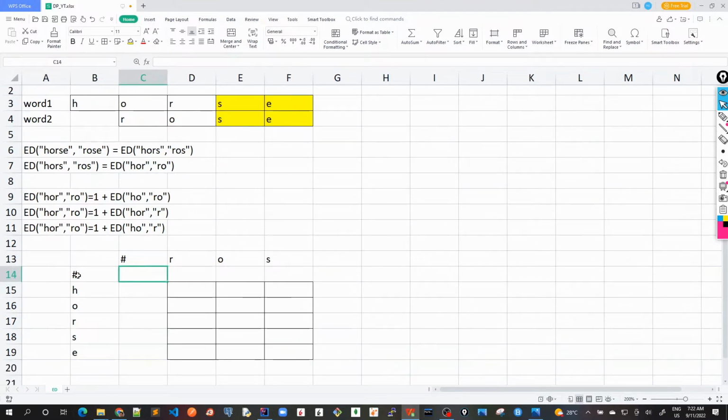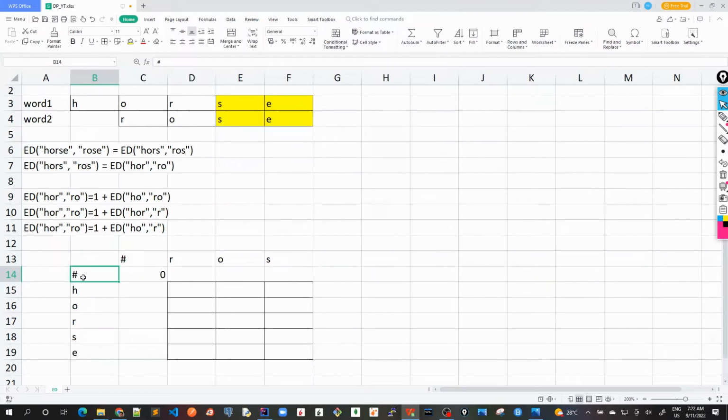So let's start filling from here. Null by null means that this cell should always be 0, right? Because null doesn't mean anything. We don't need any edit to move from here to here. So it would be 0.